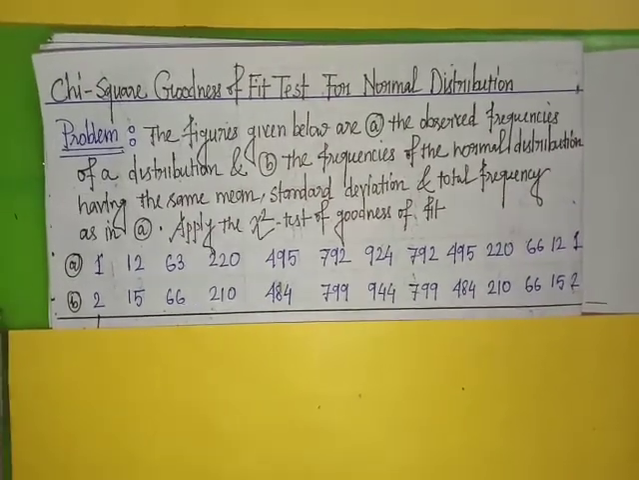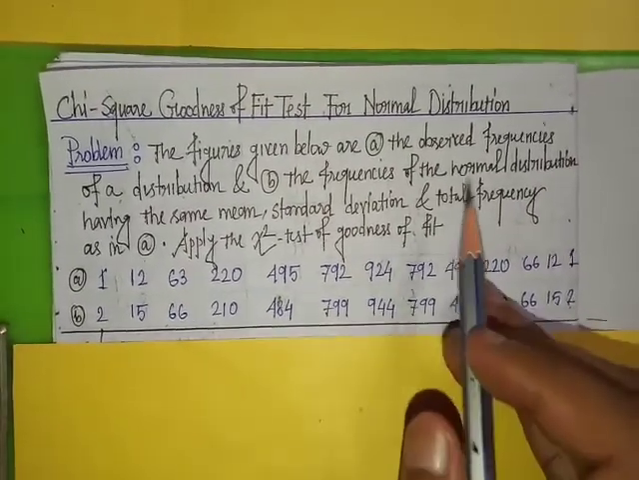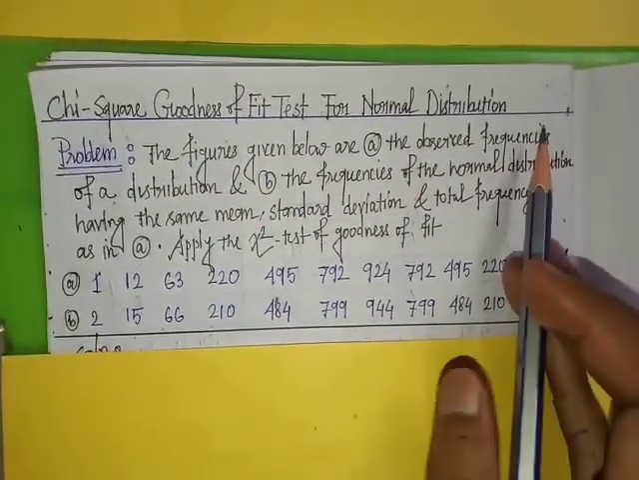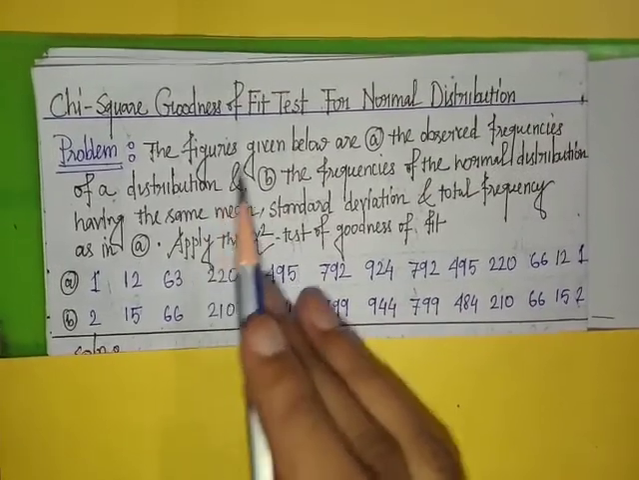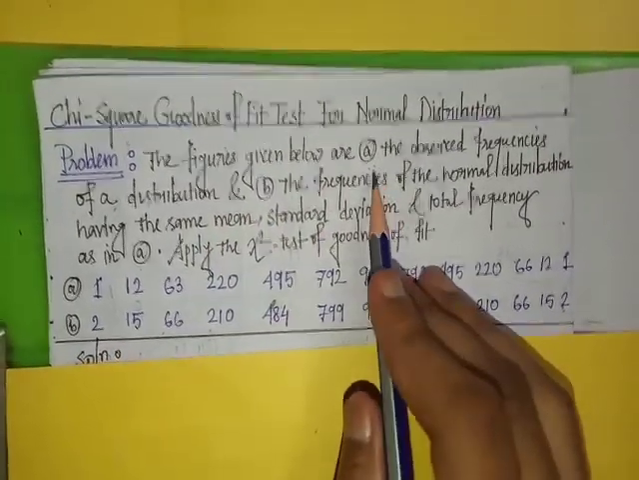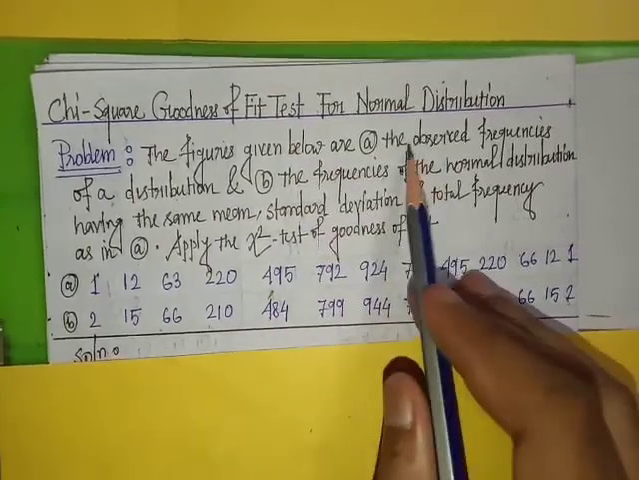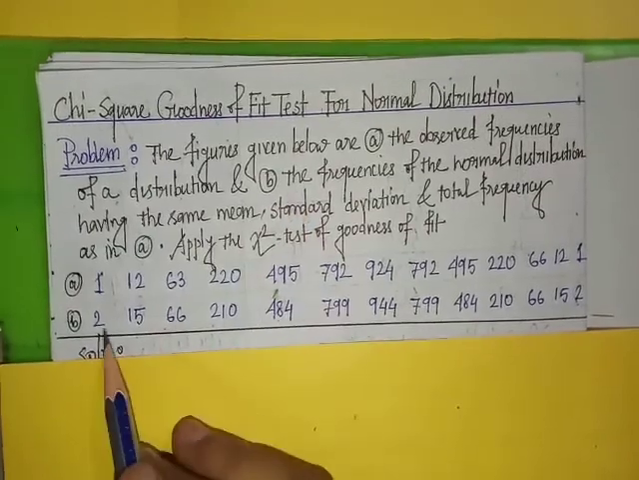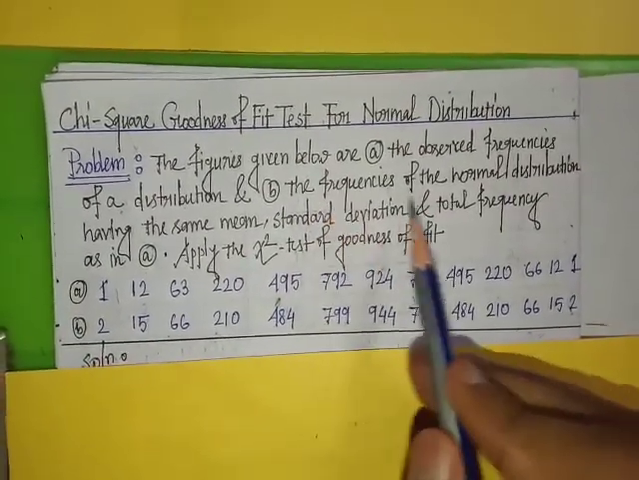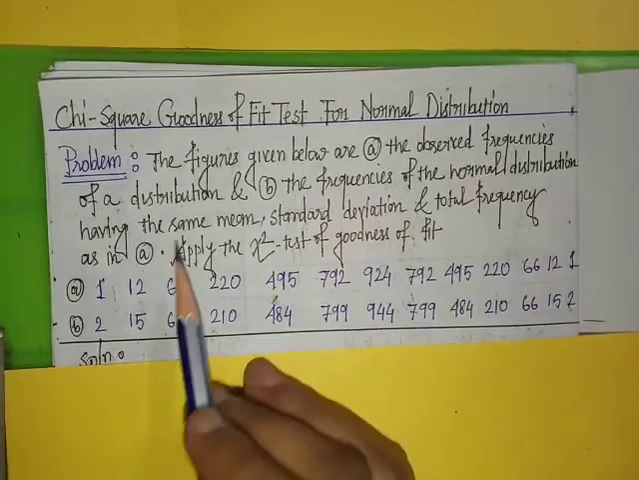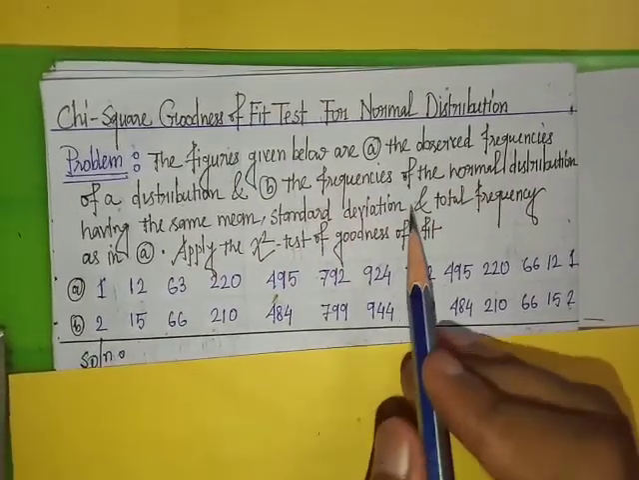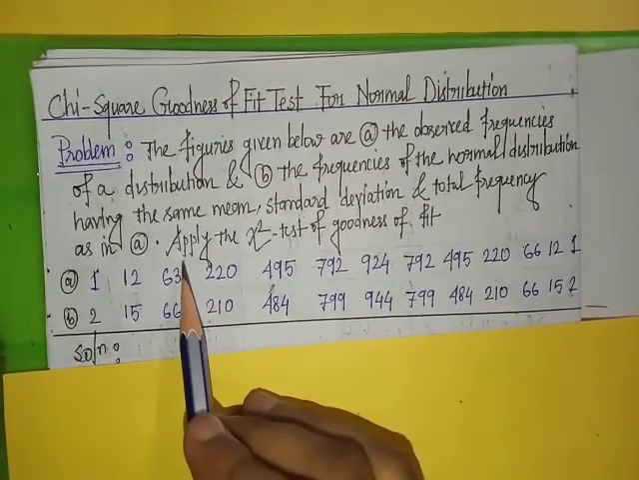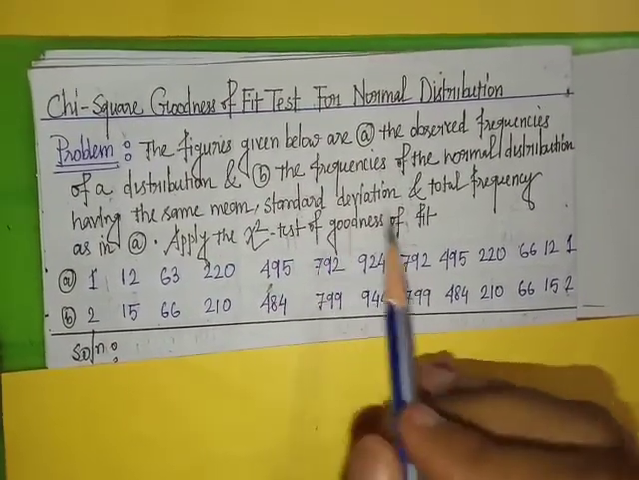Next, chi-square goodness of fit test for normal distribution. Problem: the figures given below are A, the observed frequencies of a distribution, and B, the frequencies of the normal distribution having the same mean, standard deviation, and total frequency as in A. Apply chi-square test of goodness of fit.